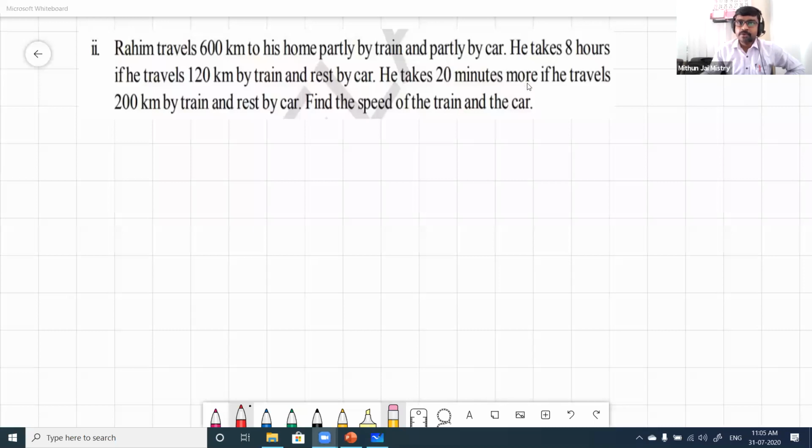So he takes 20 minutes more if he travels 200 kilometers by train and the rest by car. Whenever we are traveling by car more, it may take more time, I think, or car less or train more, we may get speed up. I don't know. So 20 minutes more means previously he took 8 hours, now he will be taking 8 hours 20 minutes. How? If he's traveling 200 kilometers by train instead of 120 kilometers, the rest by car. Rest means how much? 400 kilometers by car. Then we should find the speed of the train and the speed of the car.